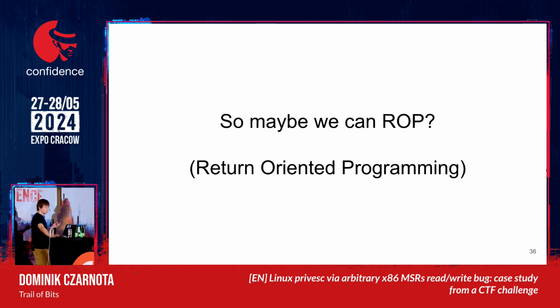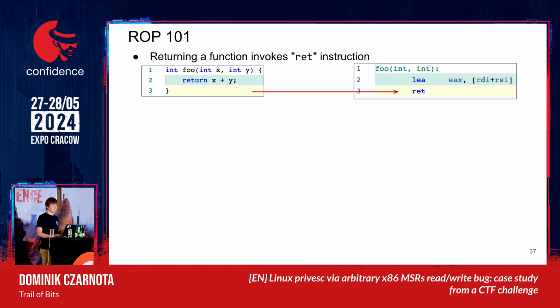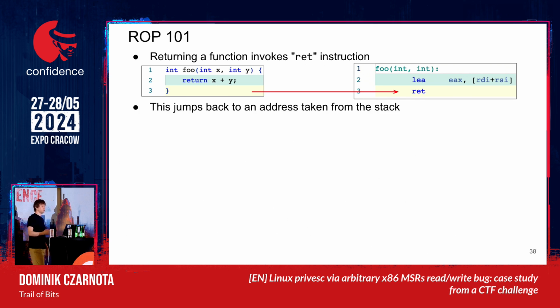And maybe because of that, maybe we can use a technique called return-oriented programming for binary exploitation here. And for those who do not know what ROP is, here's some 101 for it. So when we have a function like this on the left that adds two numbers, and when this function wants to return, so we call the function and then we need to come back to, I don't know, the main function. What is going on? There is this instruction called ret, which returns, obviously. This ret instruction is basically taking an address from the stack memory and jumps to this address.